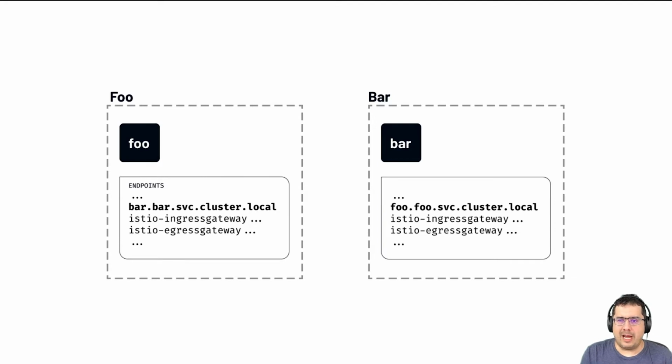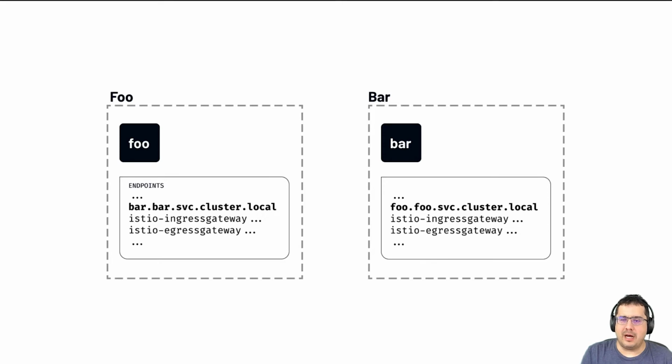For example, I've deployed two workloads in separate namespaces, foo and bar. Even though I know that foo will never have to talk to bar and the other way around, the endpoints of one service will be included in the list of discovered endpoints of the other service. For example, if I run proxy config and list all endpoints of the foo workload, I'll notice that there's an entry for the service called bar.